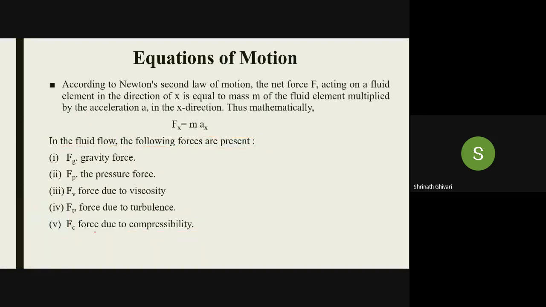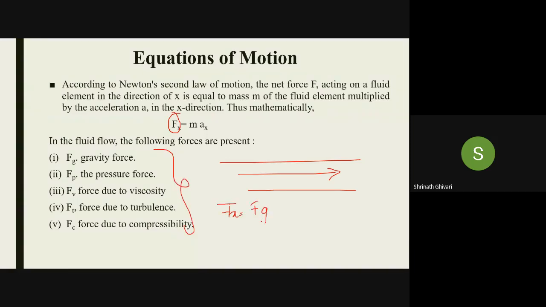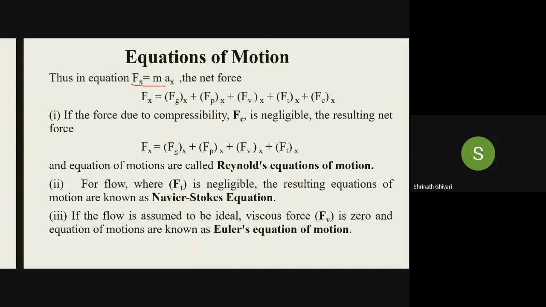Now we are going to substitute all these forces here. Whatever fluid is flowing, Fx is the summation of all these forces: Fg in x direction plus Fp in x direction plus Fv in x direction plus Ft in x direction plus Fc in x direction. These are the forces acting in the x direction, and this is the summation of all the forces acting on the fluid. In the equation Fx equals ma, the net force acting.